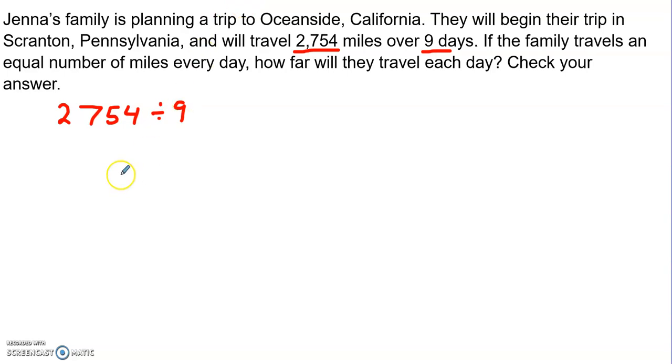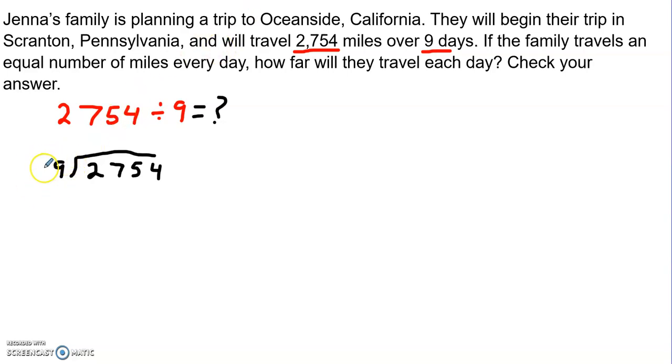So when I write this out, what we've previously learned, we build our house to do our division. Our dividend goes inside, so that's 2,754. And our divisor goes outside. We need to find what this quotient is. We don't know what this quotient is just yet until we do our actual division. So let's start with it.